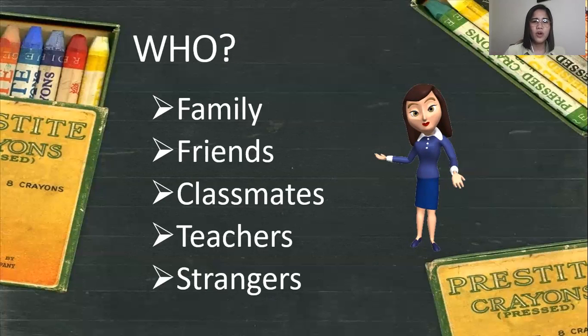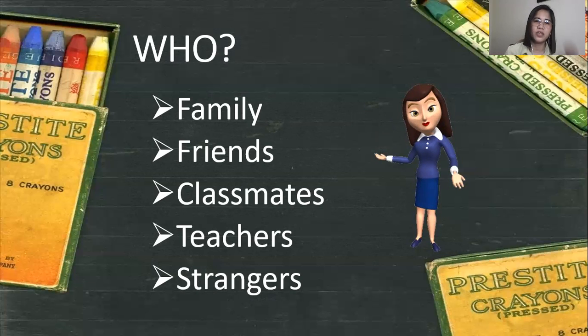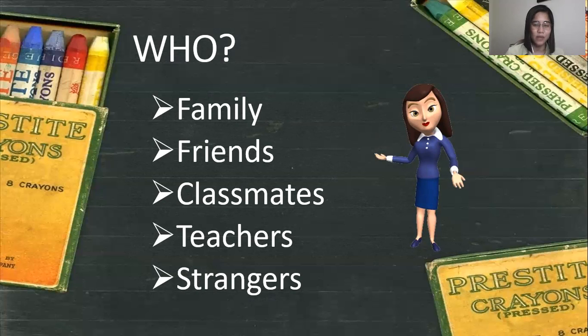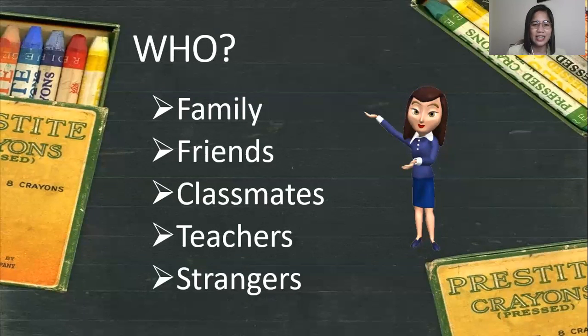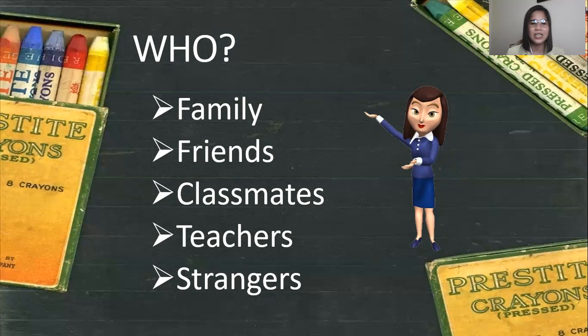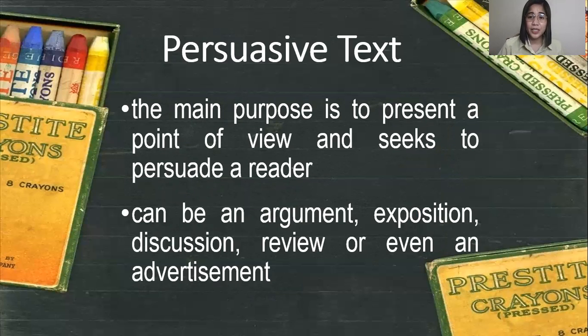Okay, for whom is the persuasive text? It could be for your family. When eating dinner, you will decide, Mom, let's go to this restaurant, and back up your reasons why. The next one is your friends. The third one is your classmates, your teachers, and strangers. All right. By definition, the main purpose of a persuasive text is to present a point of view and seek to persuade a reader. It can be an argument. Examples of persuasive text are an argument, an exposition, a discussion, a review, or even an advertisement.